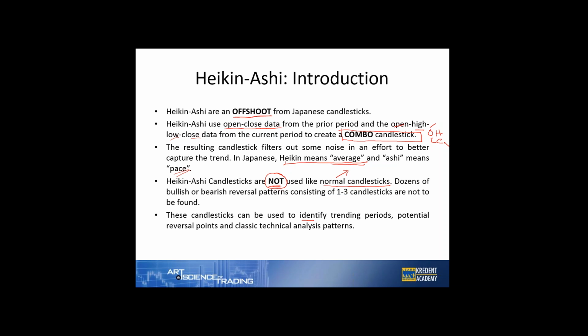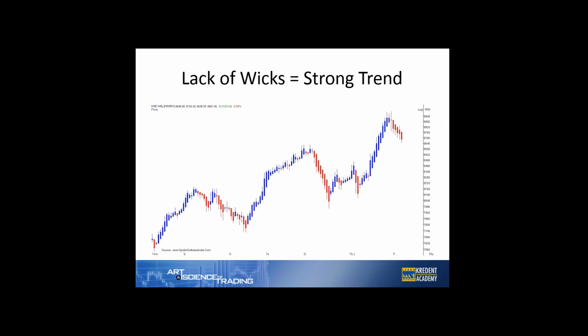These candlesticks can be used to identify trending periods and potential reversal points. Let me show you how. Lack of wicks. When a stock is in a nice trending move, let's say for example in this case the trend is moving up, or in this case when the trend is on the downside, you will notice that most of these candlesticks, 99% of them, will not have a wick on the downside. So if it's an uptrend, there will be no wicks or shadows in the candlesticks.